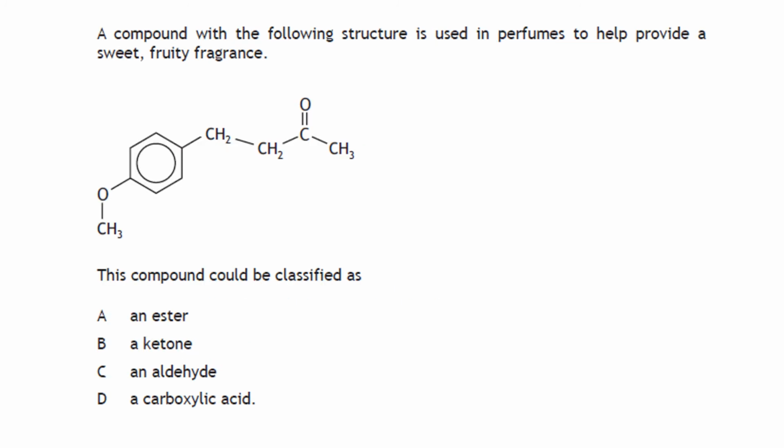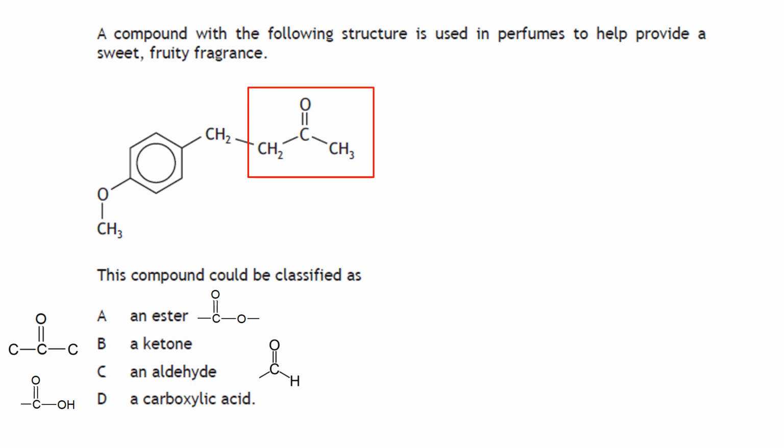Here's a past paper question I want you to try, so pause the video and see if you can get the correct answer. So if you look at the molecule and try and find the functional group, I'll just show it in a box here. So what group could this be? Well, it's not an ester, that's shown here. It's not an aldehyde, that's a carbonyl group with an H at the end of a molecule. And it's not a carboxylic acid. So the functional group is a ketone because it's a carbonyl group flanked either side by 2 carbons. So our correct answer is B, a ketone.